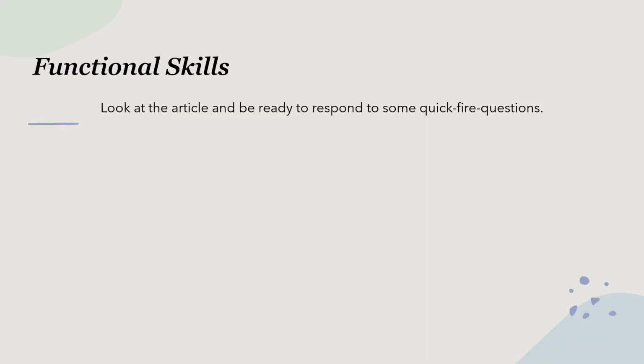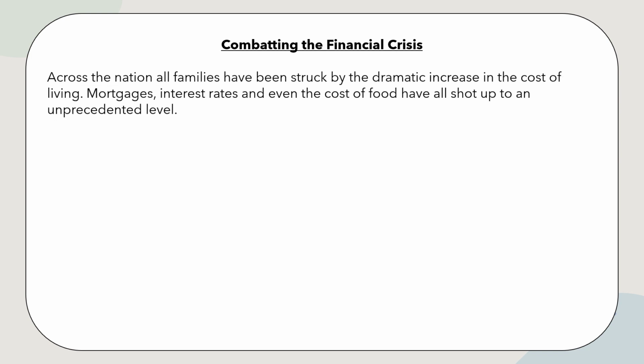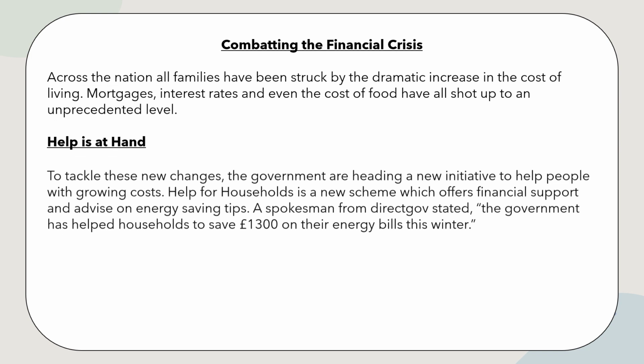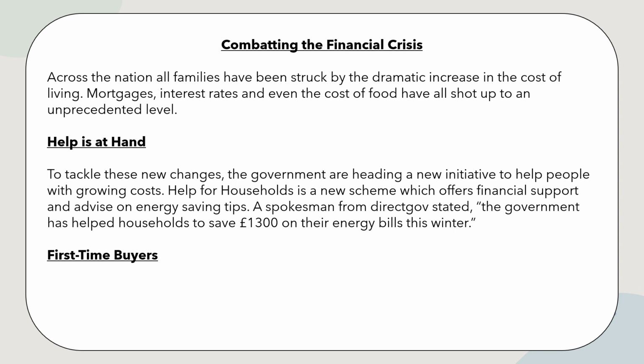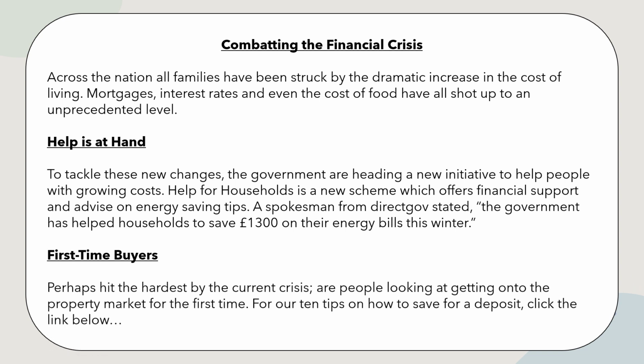Look at the article and be ready to respond to some quickfire questions. So when you're looking at text, when you're faced with one, let's say in the reading paper, it's good to understand what form of writing you're faced with. Now, a key indicator that this is an article is because it's used the organisational or presentational features that you need for this form of writing. And this is actually shown through the use of a headline and also subheadings as well.